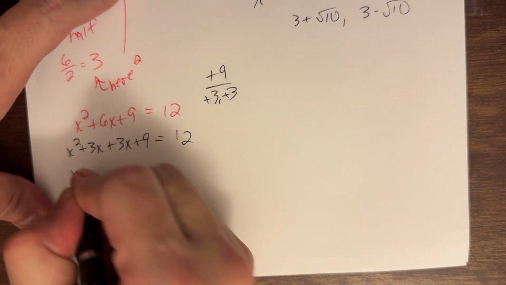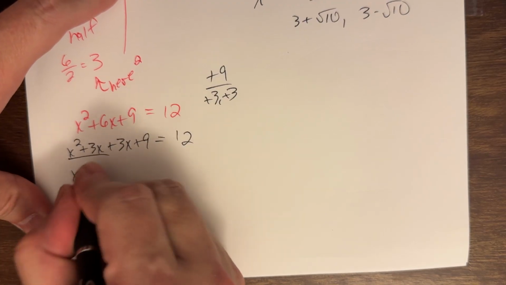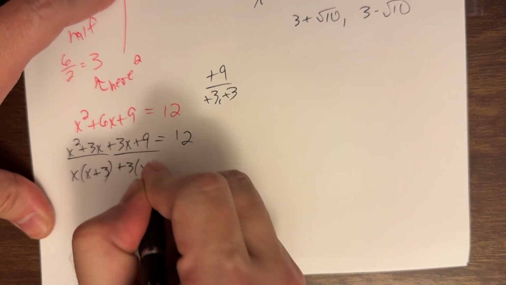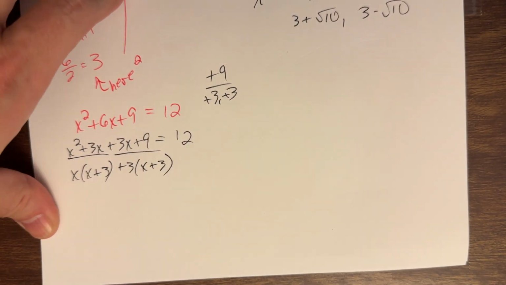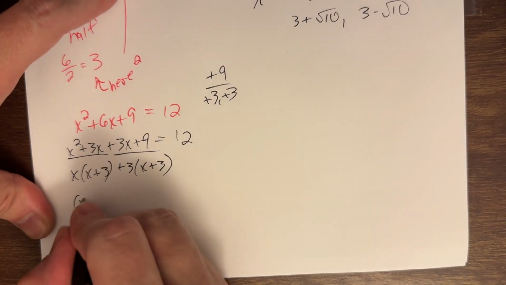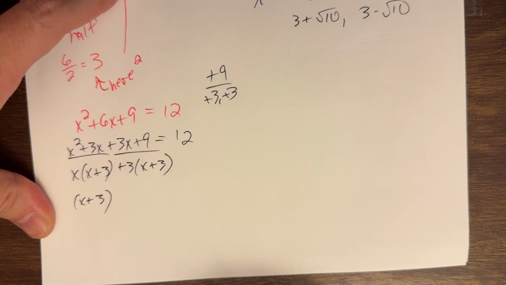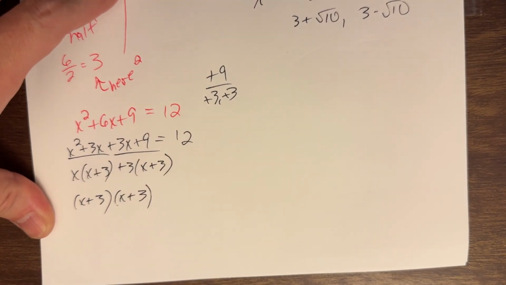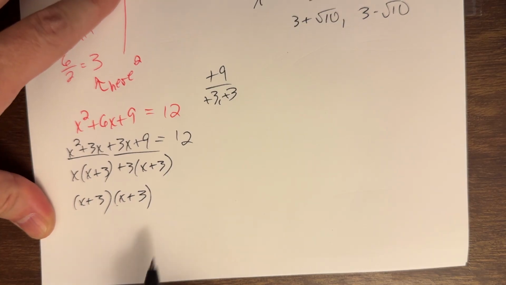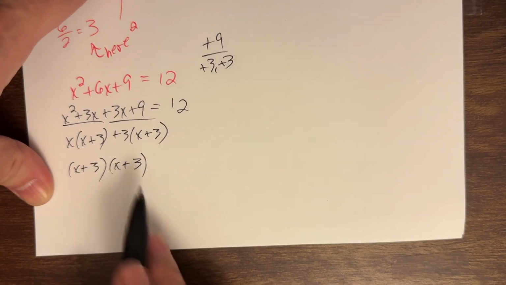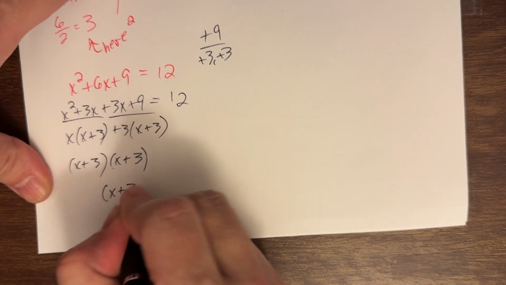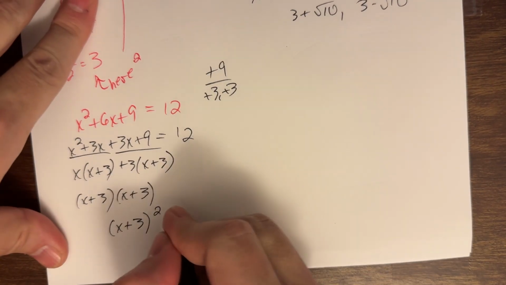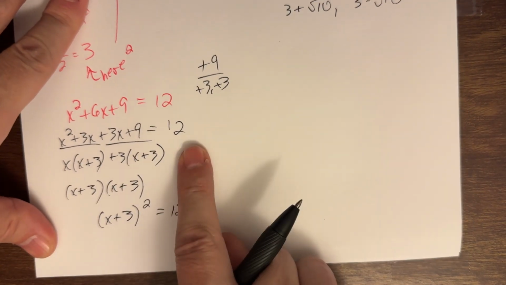Here, factoring, an x comes out, x plus 3 is left. Here a 3 comes out, x plus 3 is left. So x plus 3 is the common factor coming out, and coincidentally, x plus 3 is what's left behind. Instead of leaving it as x plus 3 times x plus 3, we'll make it x plus 3 squared, and it equals 12.